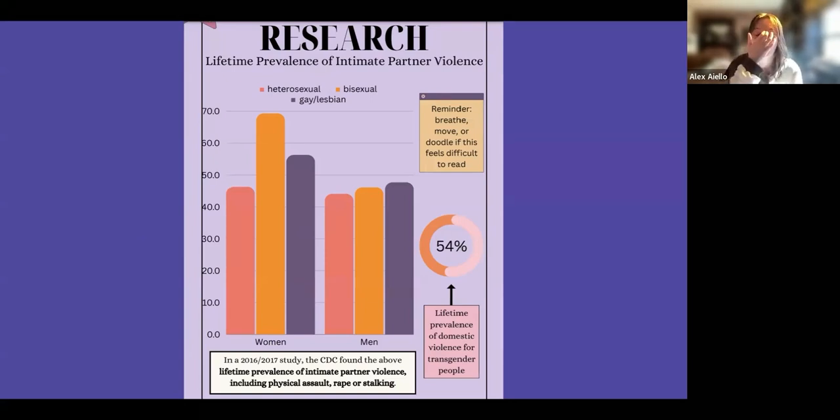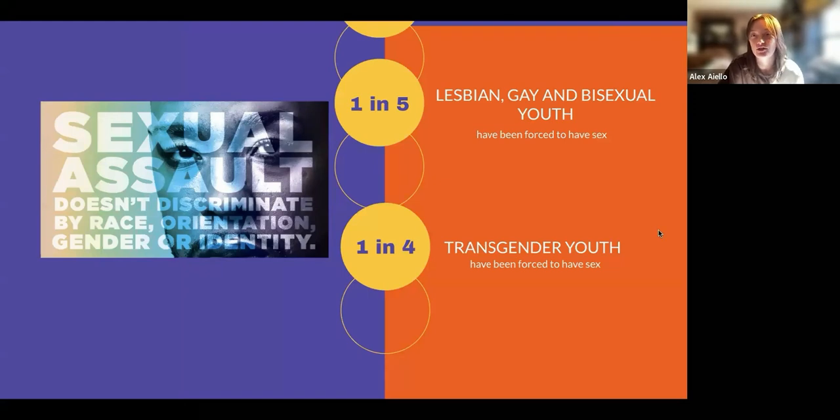Now we're going to look at why it is that queer relationships experience higher rates of intimate partner violence. This is just looking at sexual assault. 1 in 5, this is the sexuality piece, lesbian, gay, or bisexual youth have been forced to have sex, and 1 in 4 transgender youth. So again, just recognizing that anybody can experience sexual assault or dating abuse regardless of their gender or sexual identity.